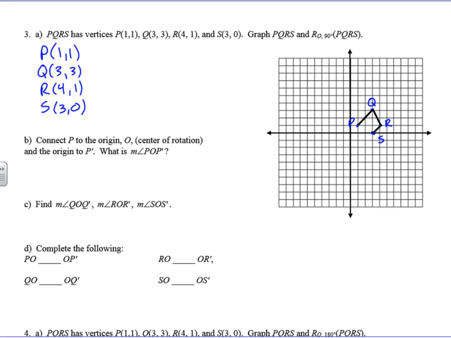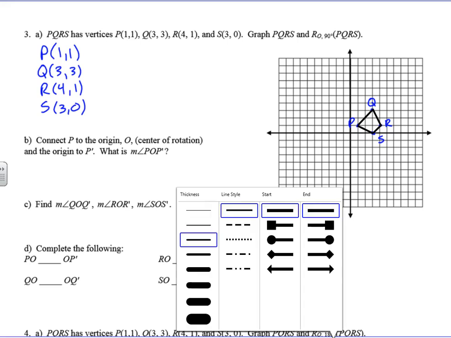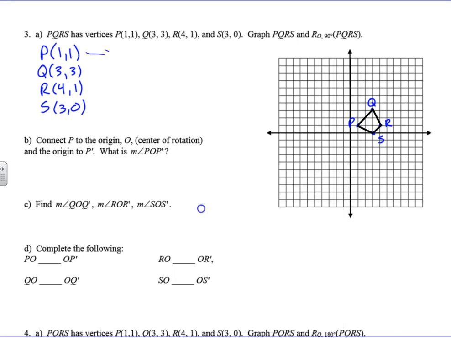Now, what it wants us to do is graph a 90-degree rotation. So what I'd like you to do is take your paper and turn it once to the left. So just pick one of those points and turn it to the left. We'll just do them one at a time. So we'll do P first. We want to get P prime. We want to get Q prime. We want to get R prime. And we've got to get S prime. Okay, so give me a minute.